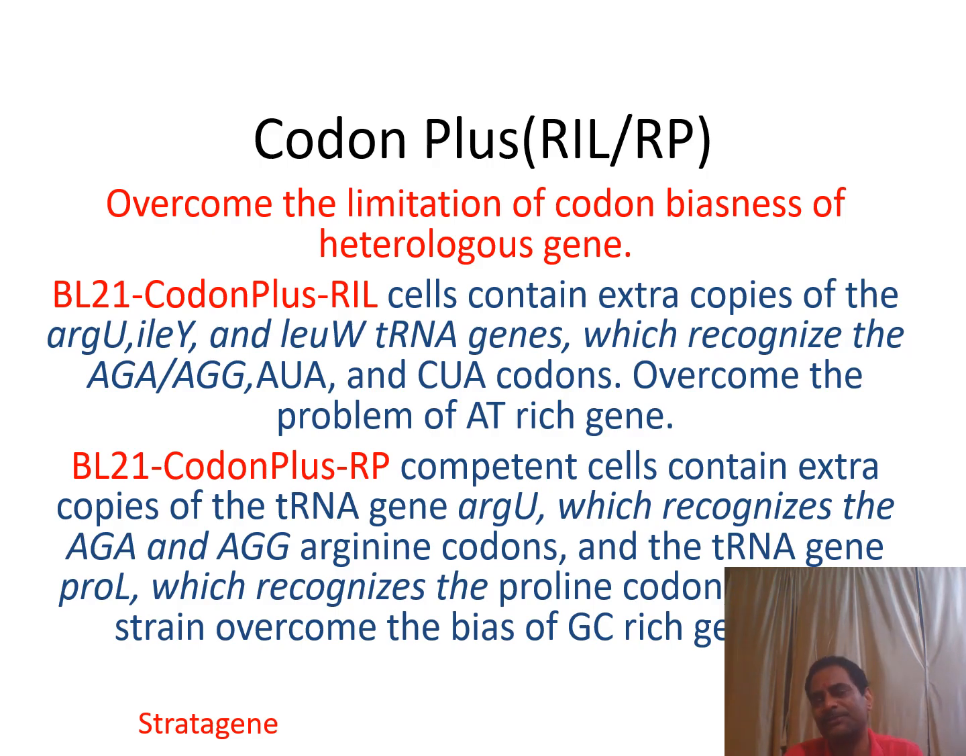The second strain they produced is BL21 codon plus RP. These competent cells contain extra copies of the tRNA gene argU, which recognizes the AGA and AGG arginine codons, and the tRNA gene proline, which recognizes the proline codon. This strain overcomes the bias of GC-rich genes. It means depending upon whether your gene is from an AT-rich or GC-rich genome, accordingly we can choose the E. coli strain for production of recombinant protein, because these E. coli strains have an extra copy of that rare tRNA. So we have to choose.